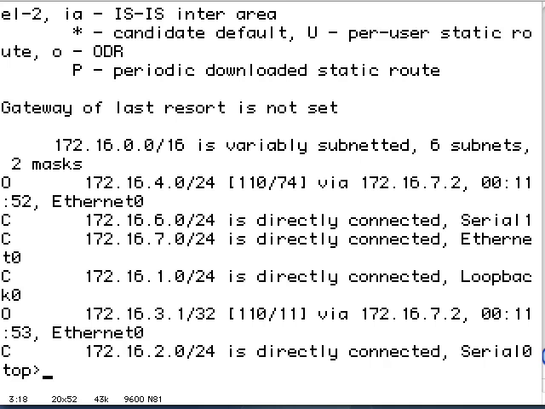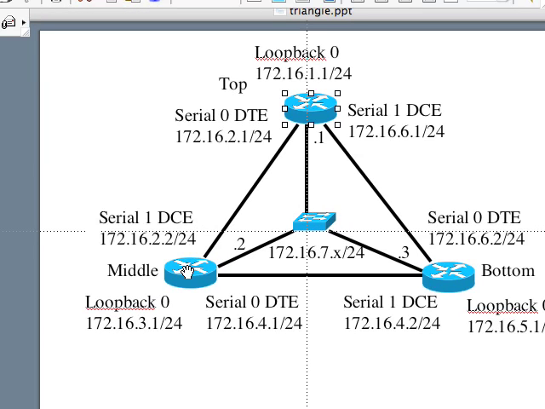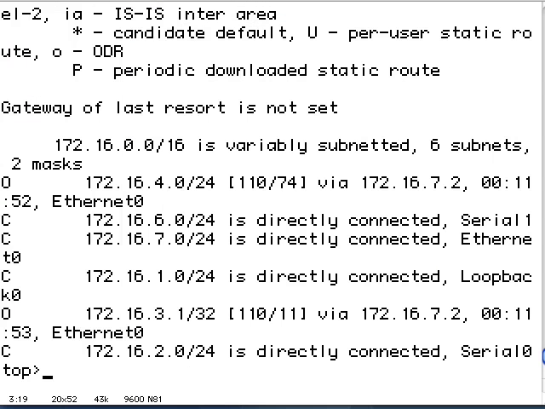Now here's the cost. Look at the cost. The best way to get from the top router to the middle router is via this Ethernet network, which is 10 megabits. A 10 megabit network has a cost of 10 because 100 megabits divided by 10 megabits is 10. And then the loopback interface has a cost of 1. So you can see the cost to get to this loopback interface is 11. 10 plus 1 is 11.